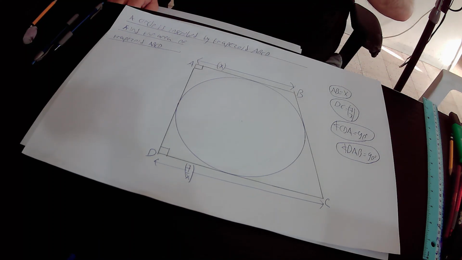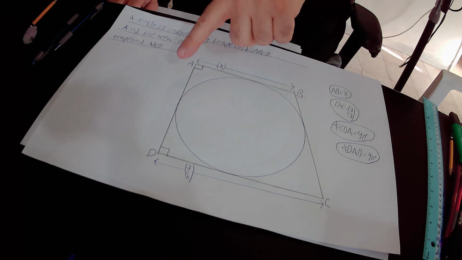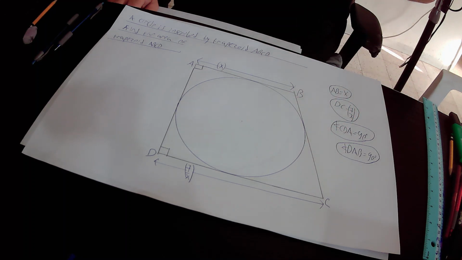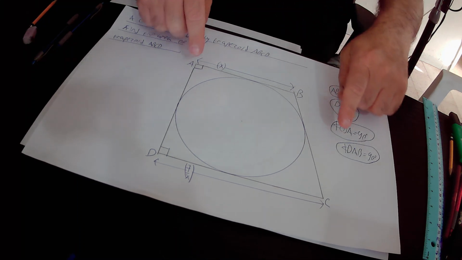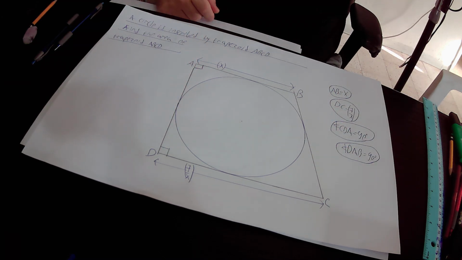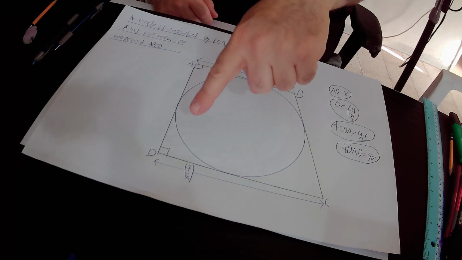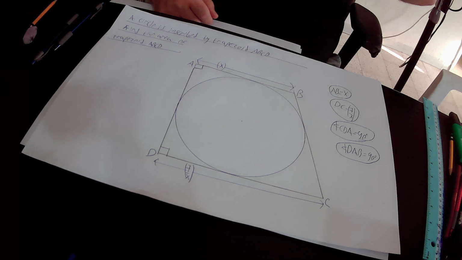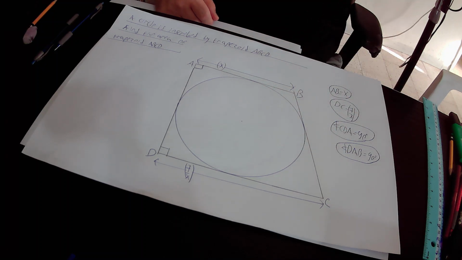So in the drawing, we have a circle that is inscribed by this trapezoid ABCD. In addition, we know that side AB of trapezoid ABCD equals x, and side DC equals 7 over x. This is angle PAD, that is a right angle. This is angle ADC, that is also a right angle. Again, our mission is to find out the area of this trapezoid ABCD.